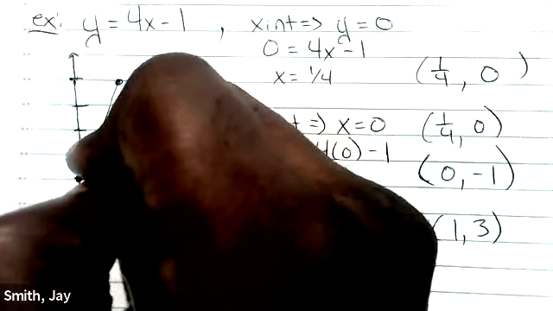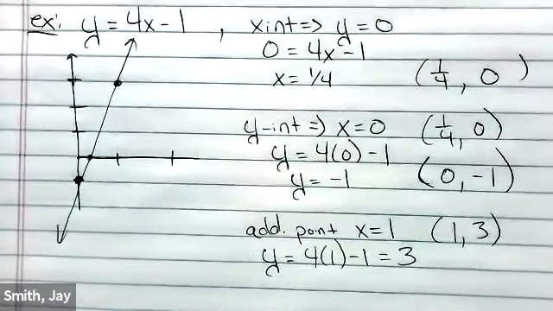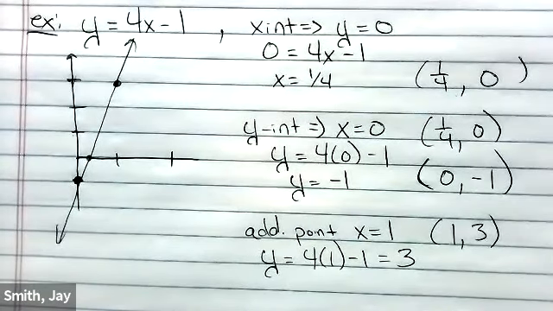Once we have 3 points, really we can define a line with 2 points, but once we have 3, we know that line is accurate. And that'll be the graph of the equation y is equal to 4x minus 1.